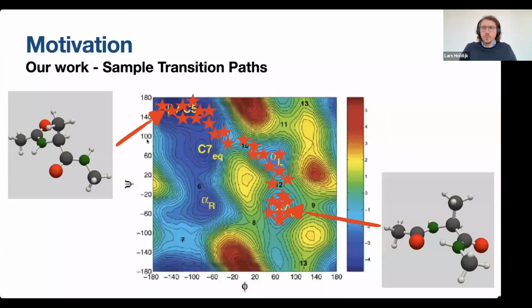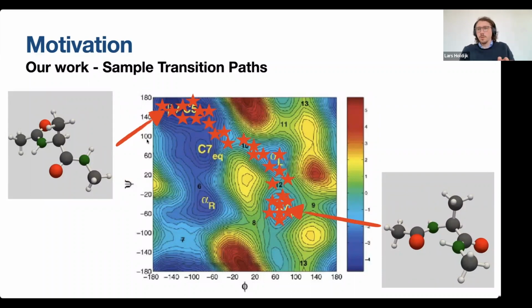And down the line, this is for example when we want to calculate how much energy we need to put into the system to transition between those two states, then we need to first of all find these transition paths between them. And then the second step that we want to take in our work is that we don't only want to sample the transition paths, but we want to do this without adding any prior information to the method.